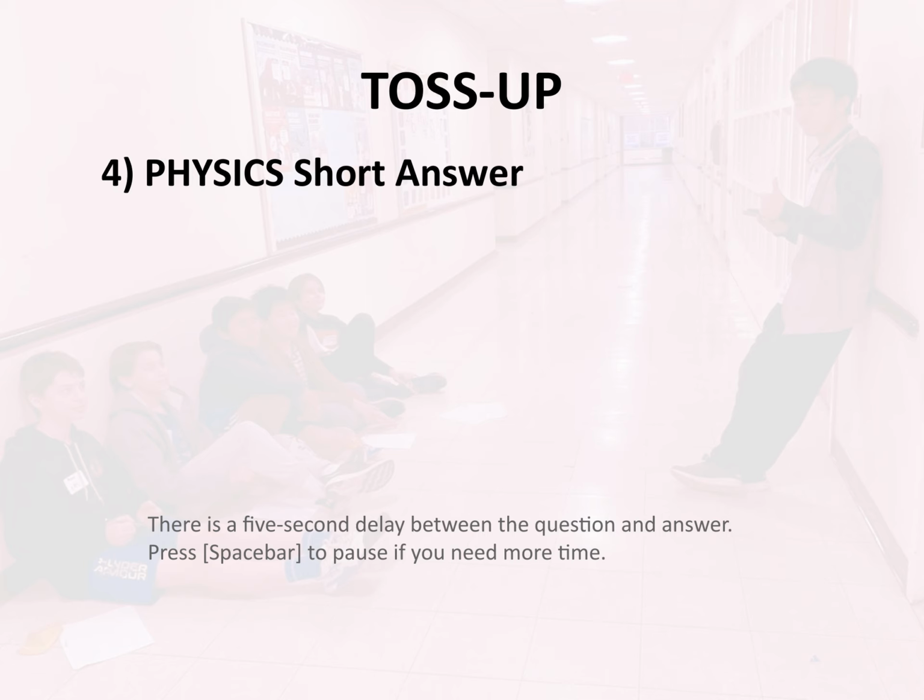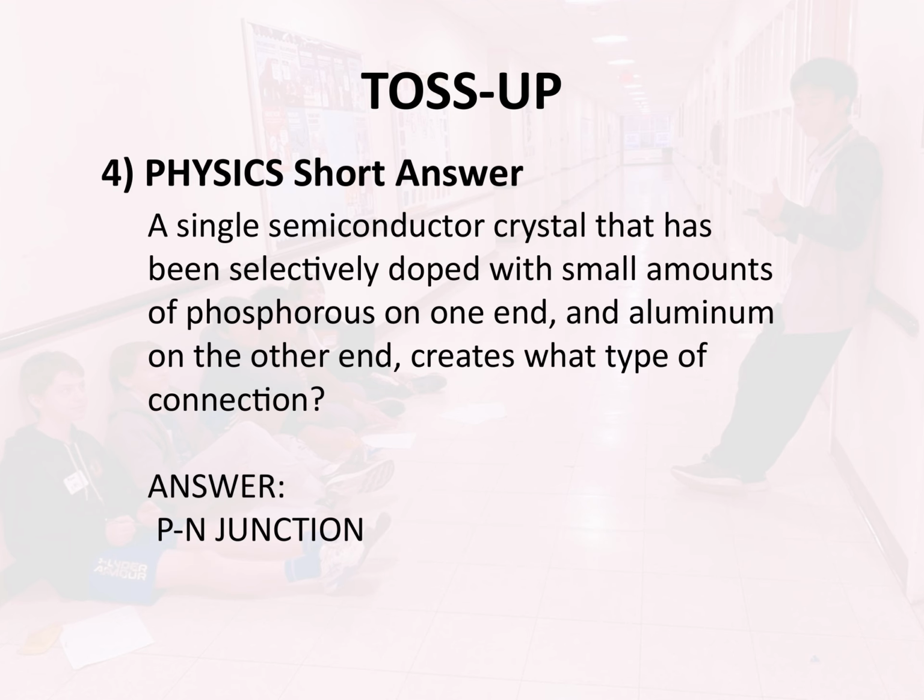Toss-up 4. Physics. Short answer. A single semiconductor crystal that has been selectively doped with small amounts of phosphorus on one end and aluminum on the other end creates what type of connection? Answer. p-n junction.